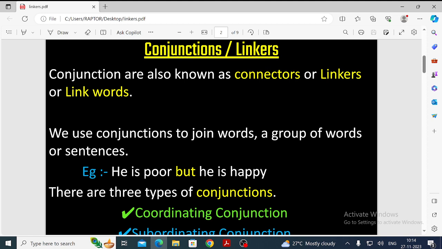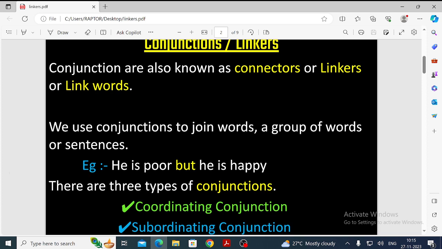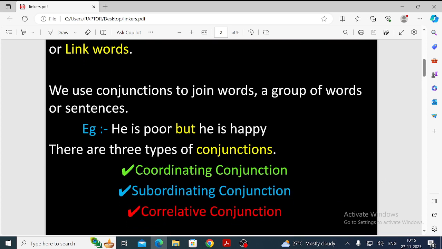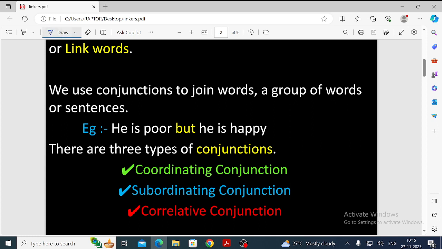So the conjunction has only one purpose. It is used to join words, a group of words or sentences, even though it may be a dependent sentence or an independent sentence. Later we will go ahead with examples of what is a dependent sentence and what is an independent sentence. In conjunctions we have 3 types: a coordinating conjunction, a subordinating conjunction and correlative conjunctions.